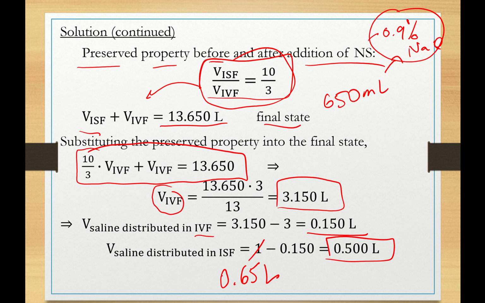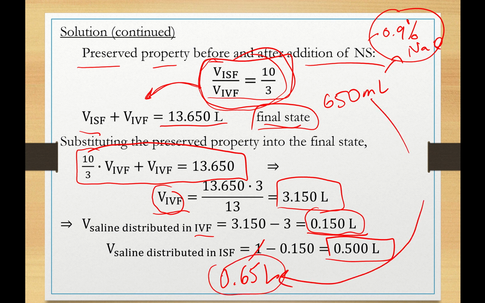So this is what you have. Again, this is the preserved property. Substitute the preserved property into our final state equation there and solve for the intravascular volume. You find the volume of saline solution distributed into the intravascular fluid, and then subtract it out of the 650 ml of sodium chloride administered, the isotonic one, and you end up with 0.5 liters of isotonic solution that is distributed to the interstitial fluid. This is very nice.